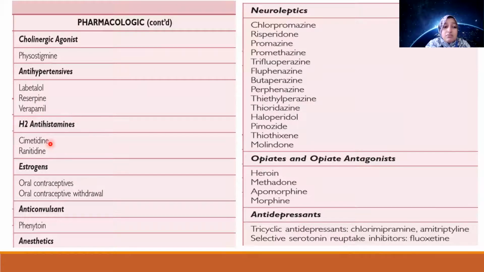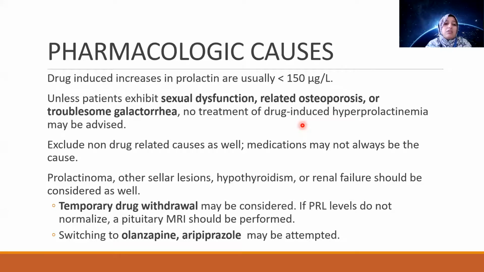Then antihistamines and even the proton pump inhibitors. Obviously the oral contraceptives, because they will have estrogen which will stimulate the prolactin release. Then there are anticonvulsants and these miscellaneous type of drugs, and then opioids, as I told you earlier, and antidepressants. So you have to be watchful and take a detailed drug history from the patient to understand the cause of hyperprolactinemia. So, a little bit about the pharmacological causes.